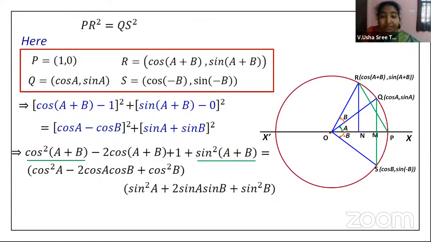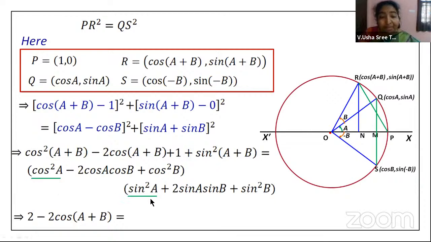Now observe these two terms. Cos square of some angle, sine square of some angle. Both the angles are the same. Therefore, we can apply the identity cos square theta plus sine square theta is equal to 1. And at the same time, 1 plus 1 is 2. 2 minus 2 cos of A plus B. Now look at this.